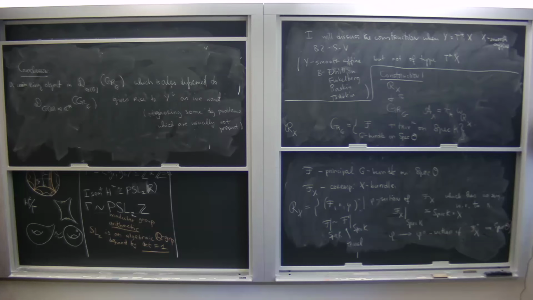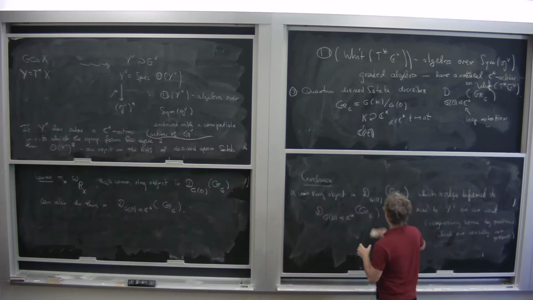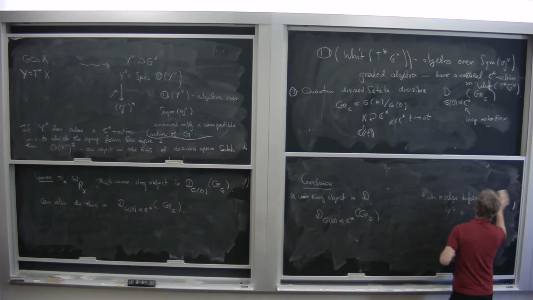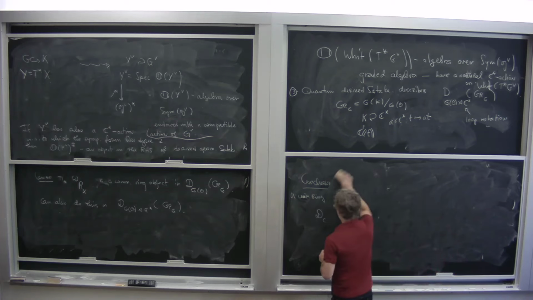And moreover, because everything is compatible with loop rotation, we can also do this in the quantized category, because this loop rotation acts and commutes with everything and so on. So this is our ring object. Now, I'll give you maybe a slightly different construction of it in a second, but before that, let's consider an example.